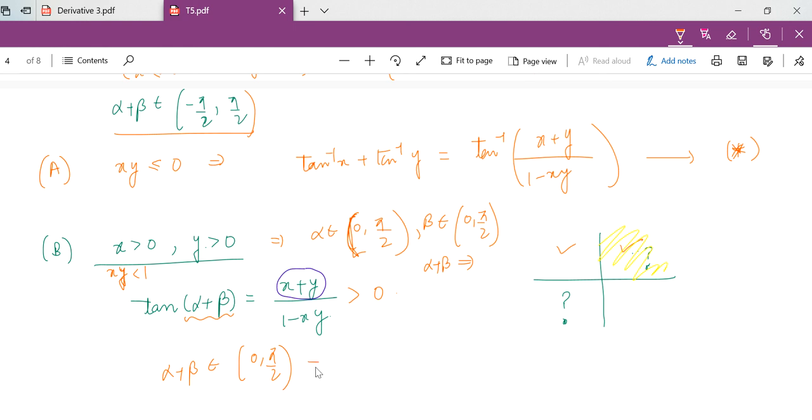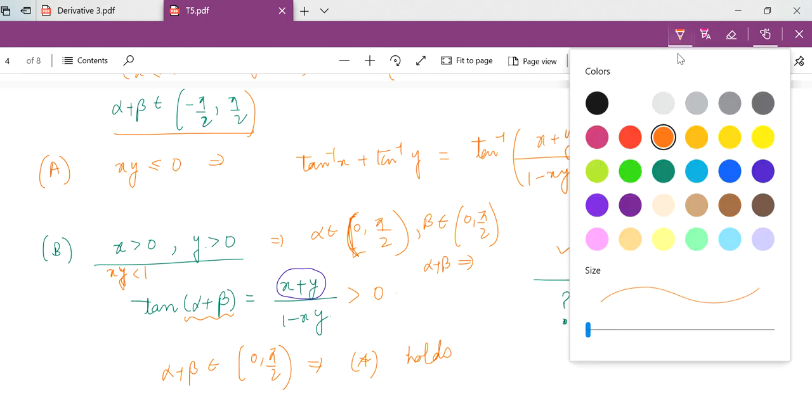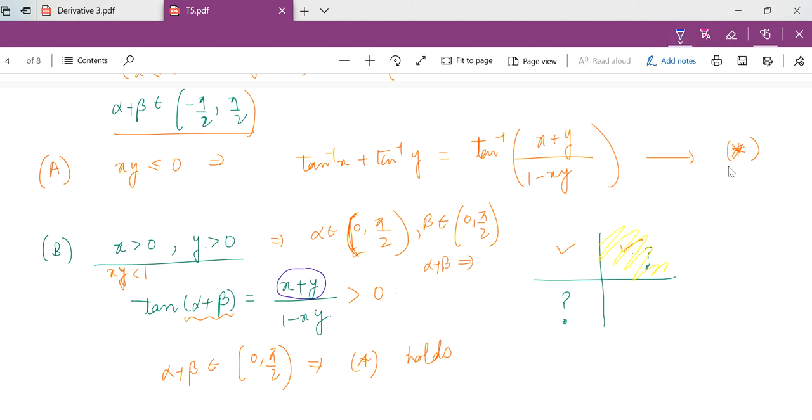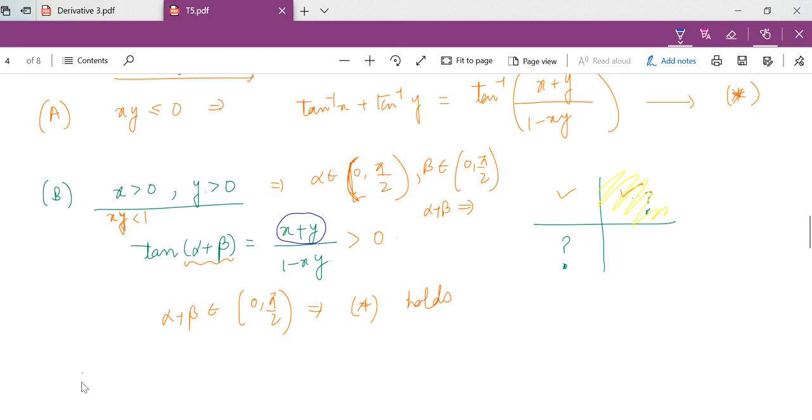That means star holds. What is star? This you just now wrote, right? The same thing holds even when this condition holds, that x is positive, y is positive and xy is less than 1. Interesting, isn't it? Let's see when both are negative.